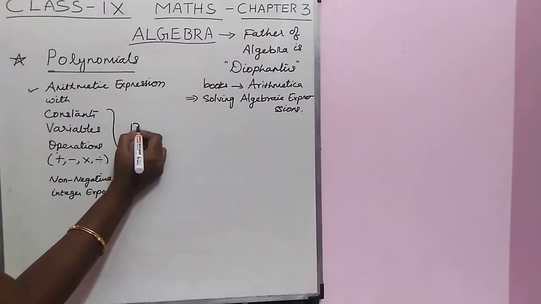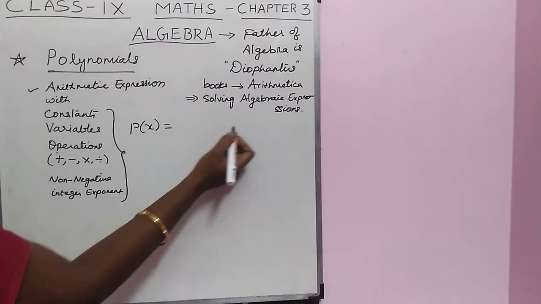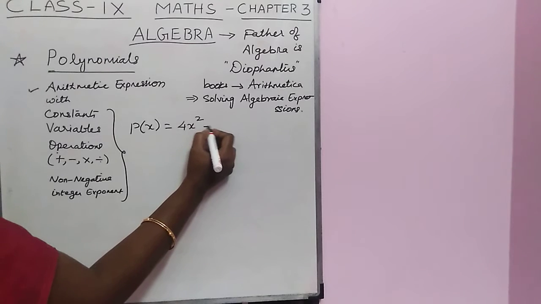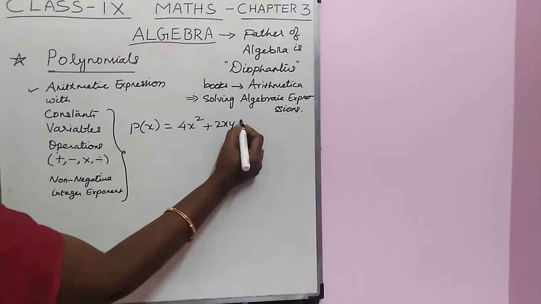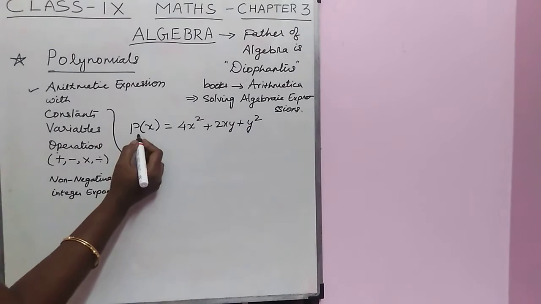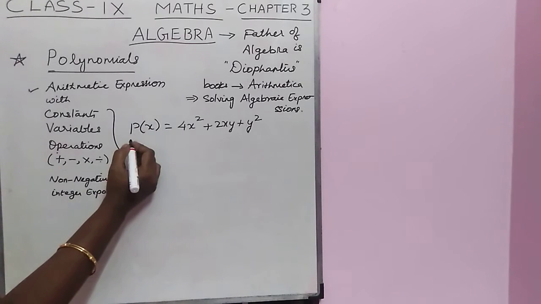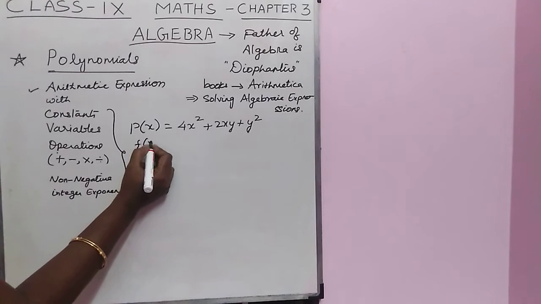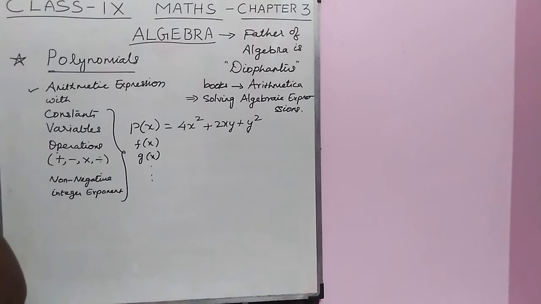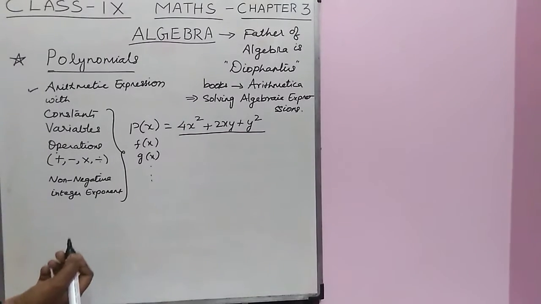It is denoted by p of x, which is equal to any expression you can write. For example, 4x square plus 2xy plus y square. So here this is the polynomial. A polynomial is denoted by p of x, and you can also use f of x or g of x, and like that many things. This is the actual polynomial expression.